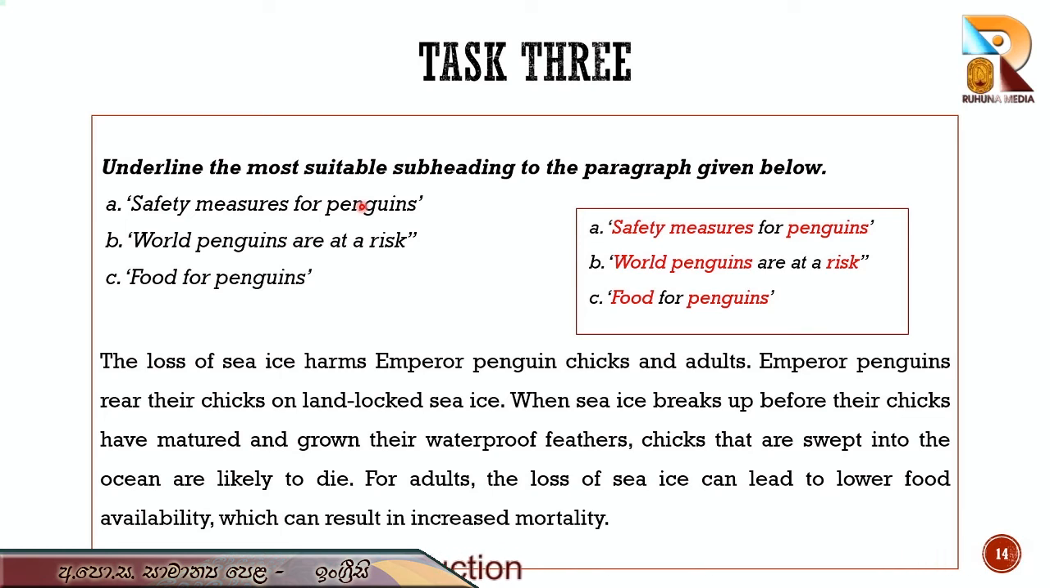Okay, now we are going to read the first paragraph and the last paragraph. The loss of sea ice harms emperor penguin chicks and adults.